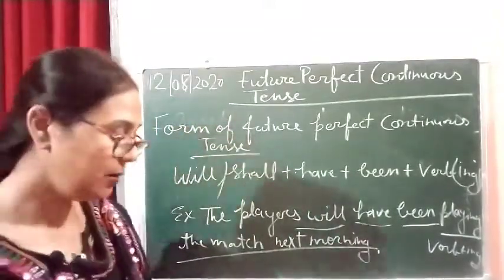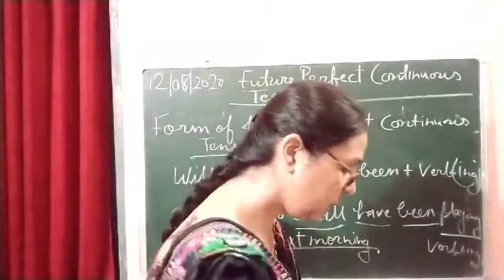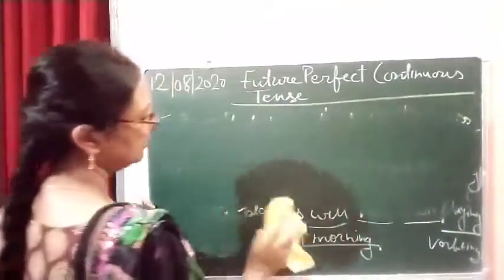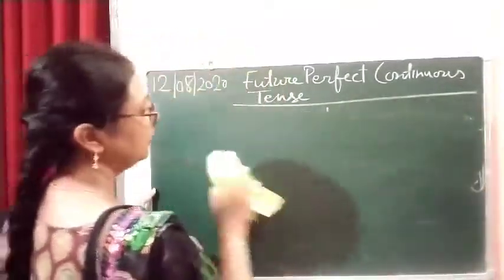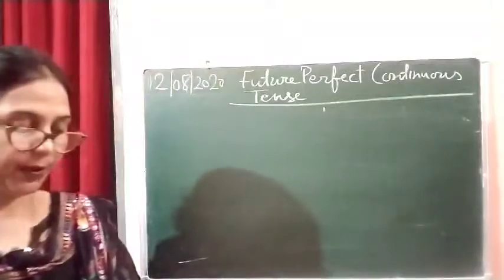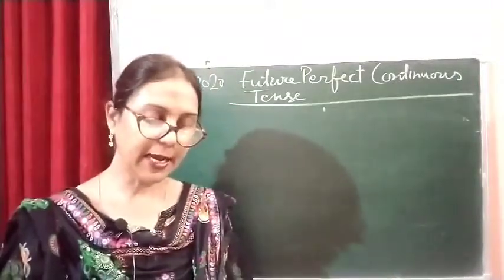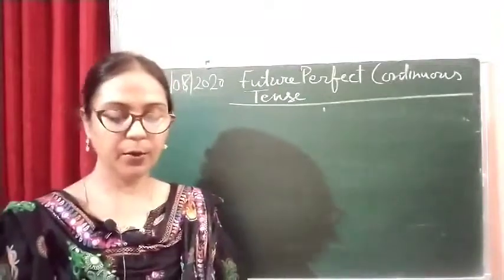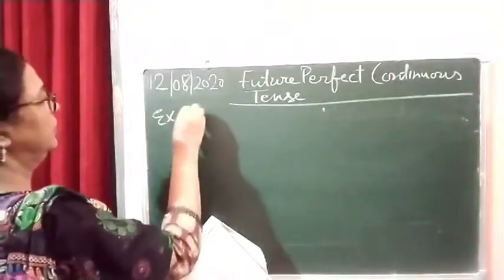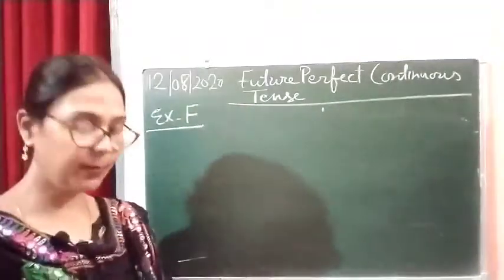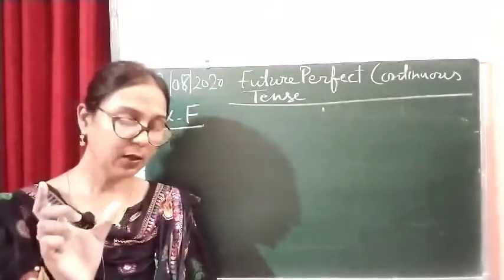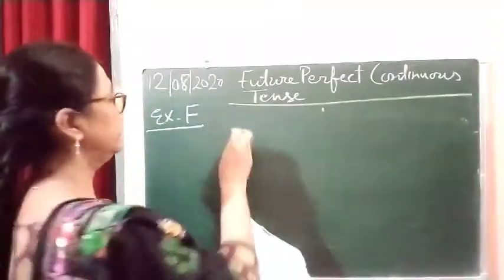Now we are going to solve the exercises which are given in your Mastering Grammar book, page number 81. This is exercise number F. Read the following sentences and identify the tense form of the verb printed in bold. First is, Rita will help you. Will help is bold over here. So what are we going to write? This is simple future tense.